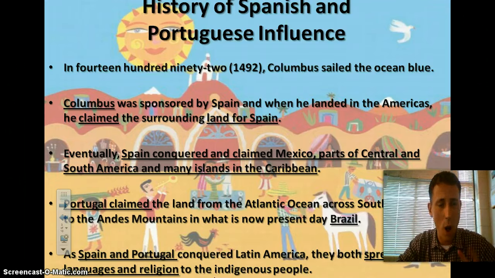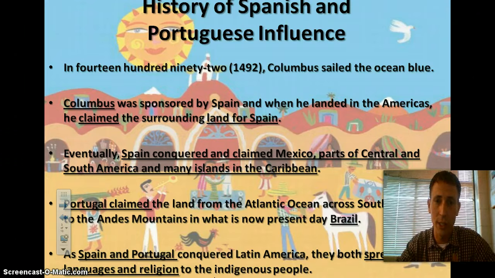And as you all know, hopefully, in 1492, Columbus sailed the ocean blue. Now, what the little song doesn't state is that Columbus was not Spanish, but he was sponsored by Spain, and when he landed in the Americas, he claimed the surrounding land for Spain. Eventually, Spain conquered and claimed Mexico, parts of Central and South America, and many islands in the Caribbean, while Portugal claimed the land from the Atlantic Ocean across South America to the Andes Mountains in what is now present-day Brazil.